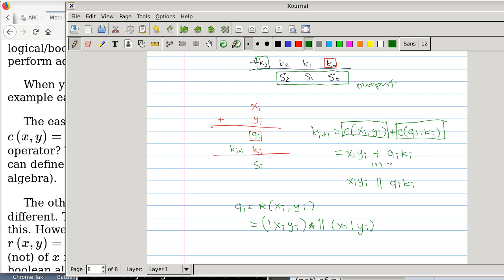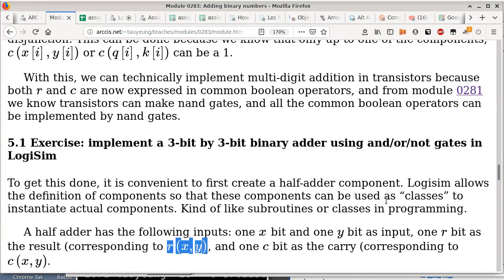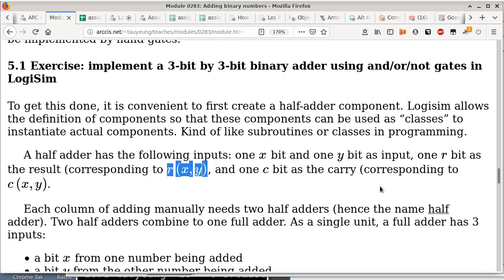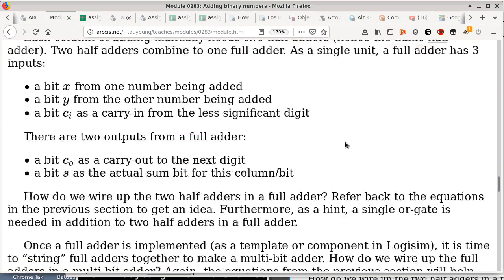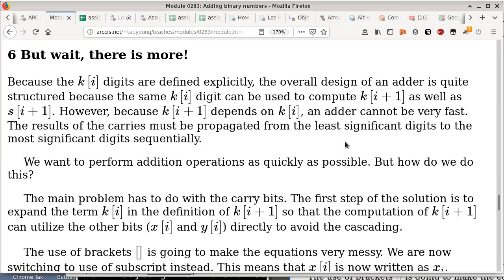So that basically marks the end of the discussion of a carry ripple adder, which is 5.1 in the notes. So now we're going to move on to section 6, which is, but wait, there's more.